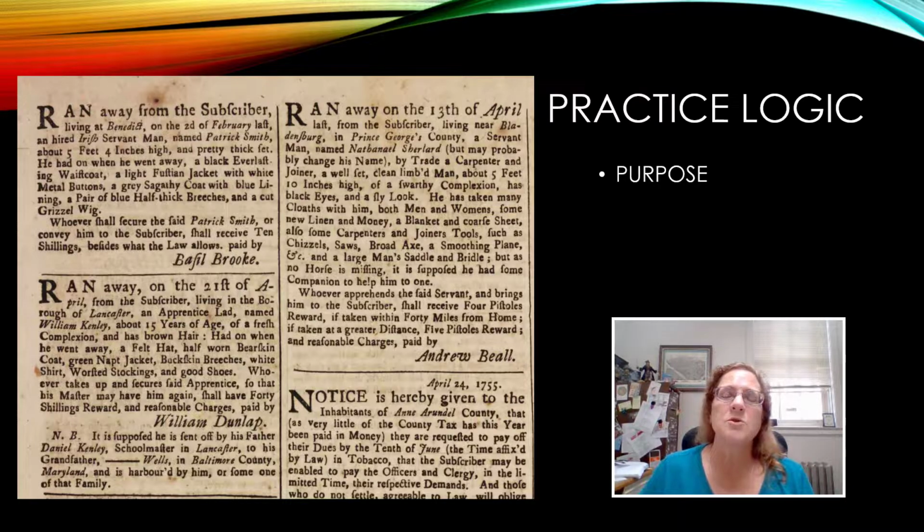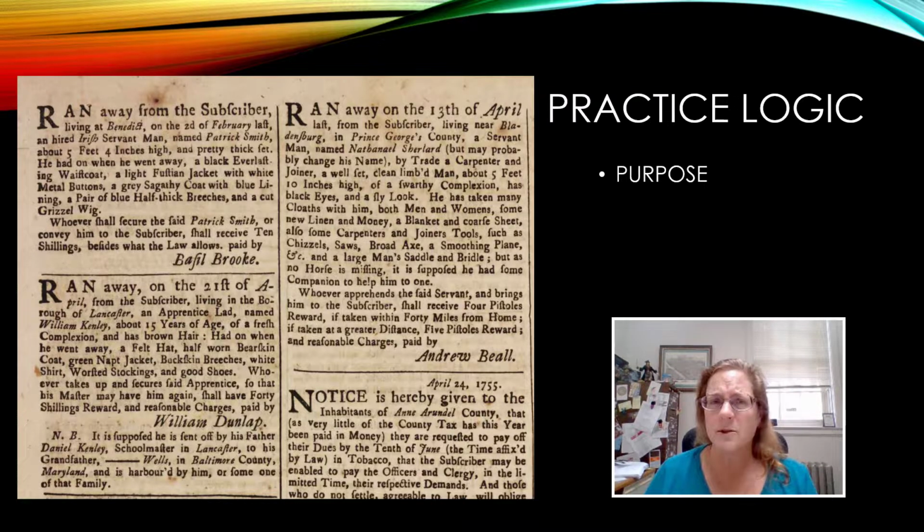Next is determining the purpose of the document. And when you're looking at the purpose, you're talking about why it was written. What was the reason that a person did something? For an advertisement like this, it's pretty clear. I think you'll get it pretty quickly.